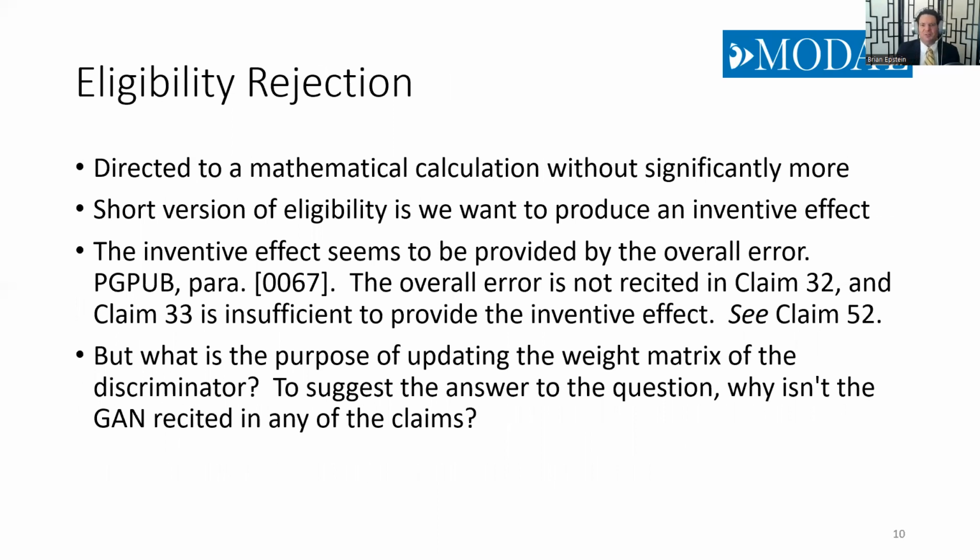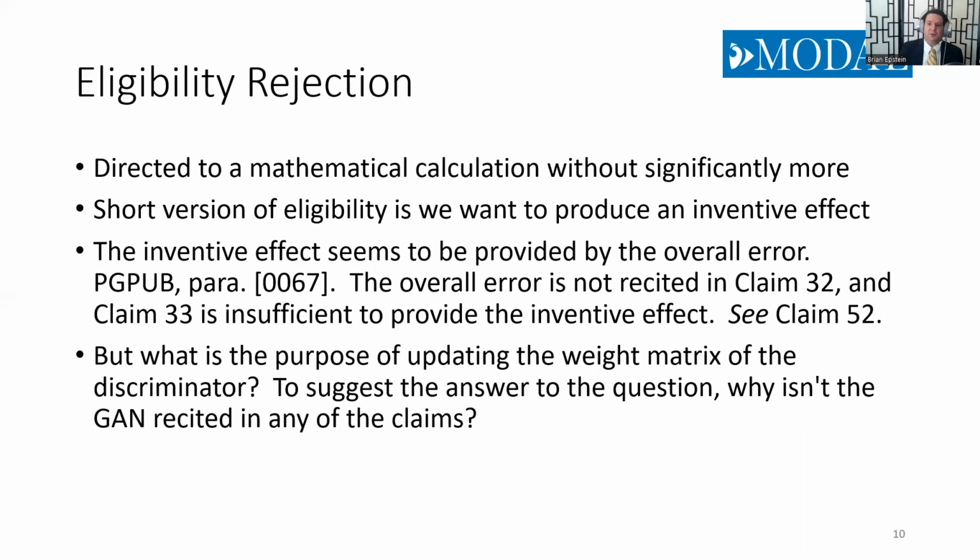I could lecture for hours about abstract ideas, but the tweet-length version, the postcard version, is that to overcome an eligibility rejection, we want to produce an inventive effect, okay? The inventive effect in this application seems to be provided by the overall error described in paragraph 67 of the pre-grant publication. The overall error is not recited in claim 32.